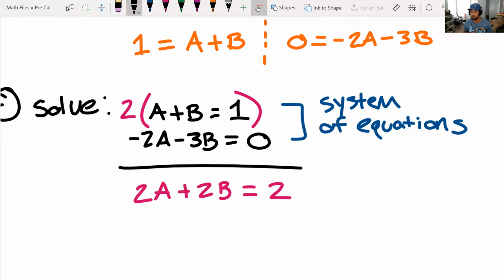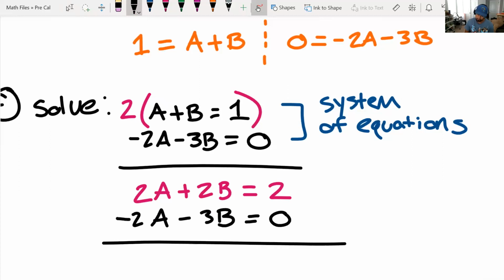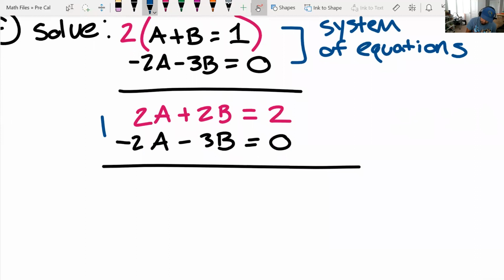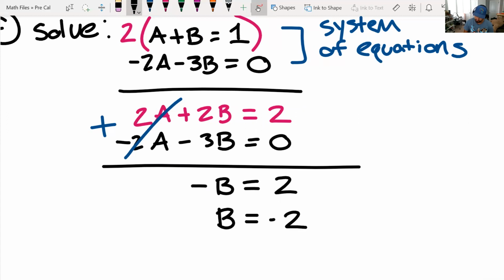The second equation comes down. We have not added them yet. Negative 2a minus 3b equals 0. And now, to solve this system, we add the equations together, right? You add them, and 2a plus negative 2a, gone. 2b plus negative 3b is negative b equal to 2. Therefore, b equals negative 2.